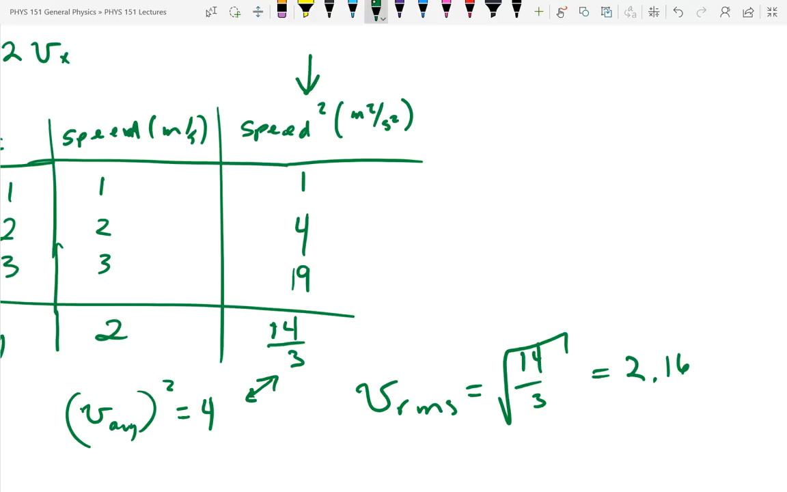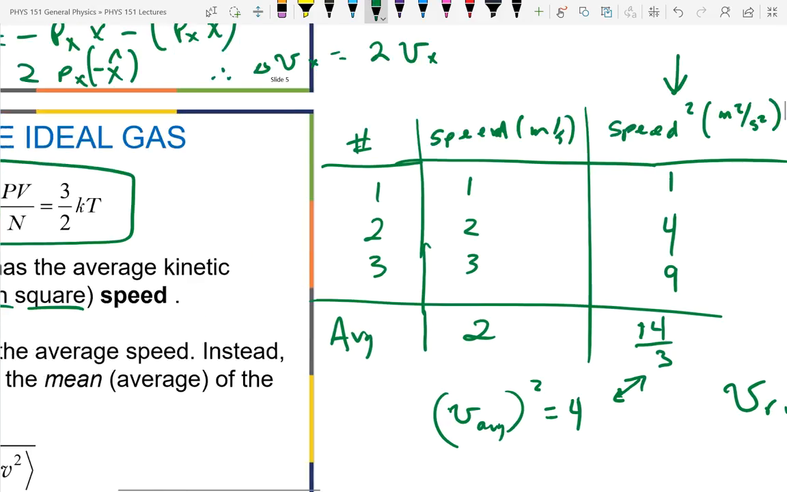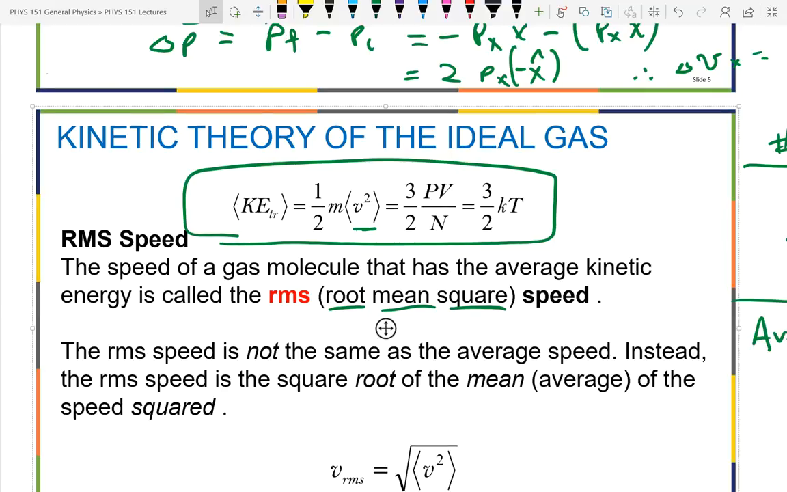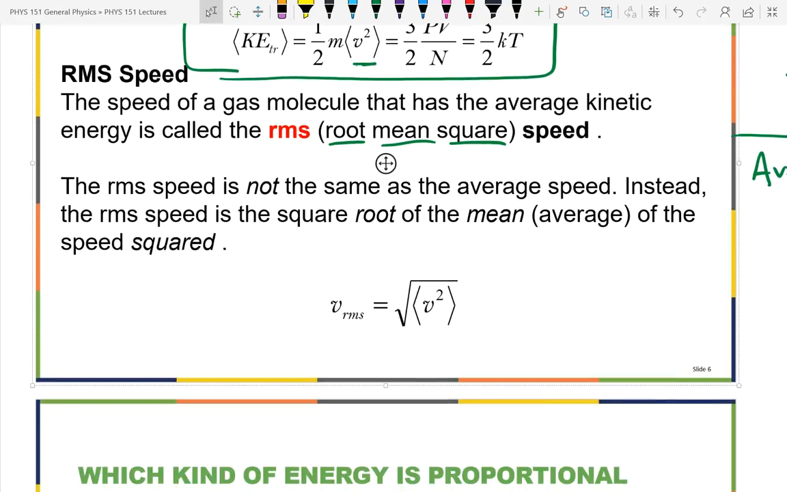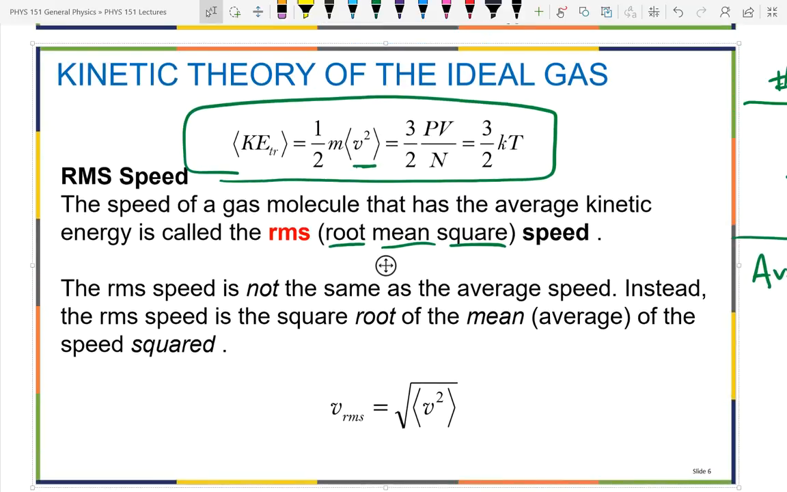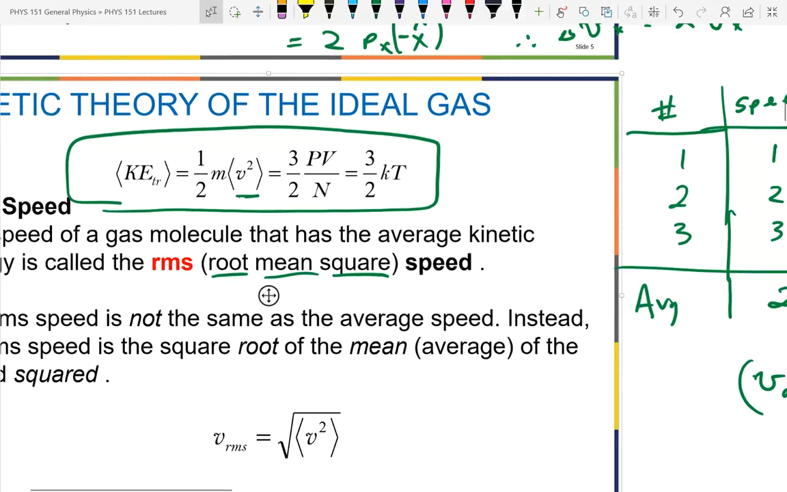2.16. By the way, I don't know why there's a 1 that showed up there. 2.16 meters per second is what you get for the RMS speed, whereas the average speed is 2. So the RMS speed, it's important to understand that there is a difference. It's not the same. The RMS speed is always higher than the average speed. But we can find the RMS speed from our work here. So we can determine from the temperature what the RMS speed is if it's an ideal gas.